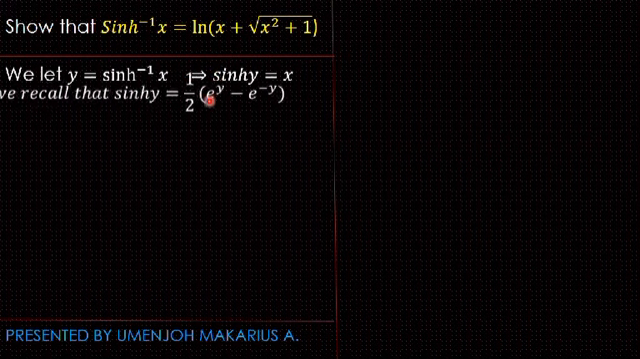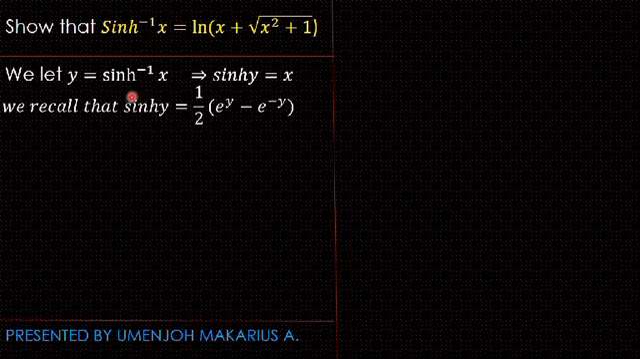Now guys, let's recall that from definition, sinh y is defined as what? 1/2 (e raised to the power y minus e raised to the power negative y). Great. So we saw that sinh y is equal to x, right? And this sinh y has the value 1/2 (e raised to the power y minus e raised to the power negative y). So now this quantity has to be the same as x.